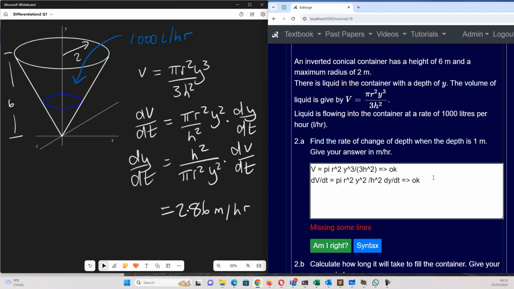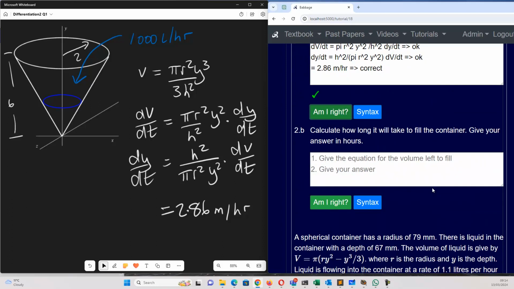Yes, it is. So rearranging, we're going to get dy by dt is equal to h squared divided by a bracket containing pi r squared y squared times dV by dt. And are we right? Yes, we are. So now we just need to say that that is equal to 2.86 metres per hour. And are we right? Yes, we are.